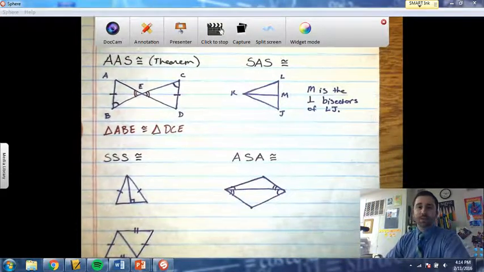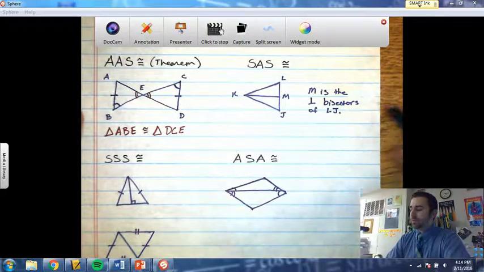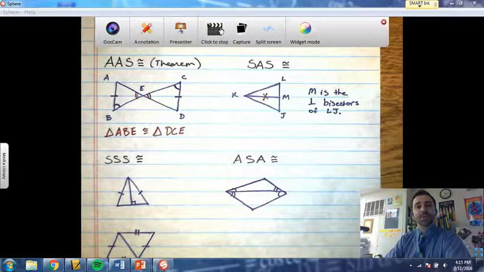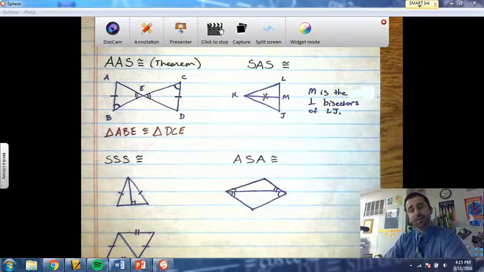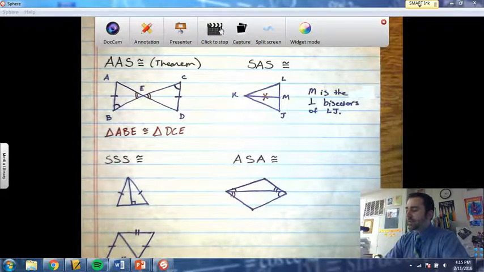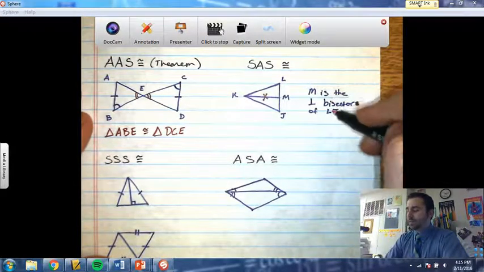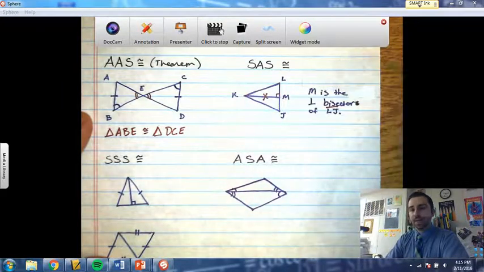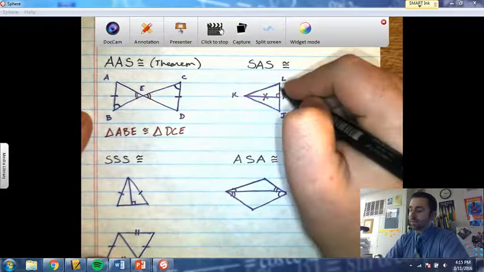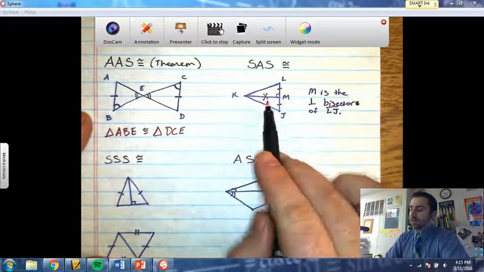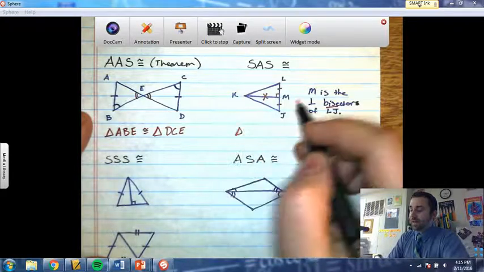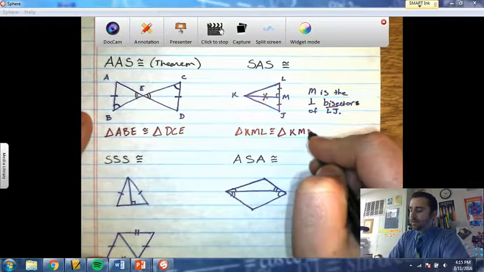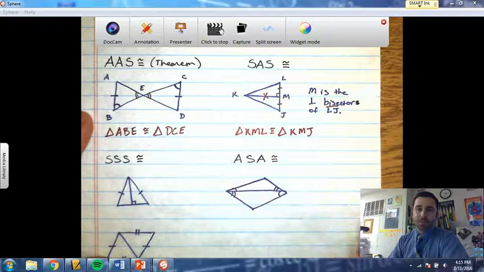The next postulate we're looking at is side, angle, side. So looking at this picture, I can tell you that KM is a shared side, and since congruence is reflexive, if KM exists in both triangles, then it has to be congruent to itself. Well, we also have some given information that KM is the perpendicular bisector of segment LJ. So if it's the perpendicular bisector, not only does it intersect at a 90-degree angle, it also intersects at the midpoint M, which then gives me congruent segments LM and MJ. And so by side, angle, side, I can state that triangle KML is congruent to triangle KMJ. And again, all my parts are corresponding in my congruent statement.